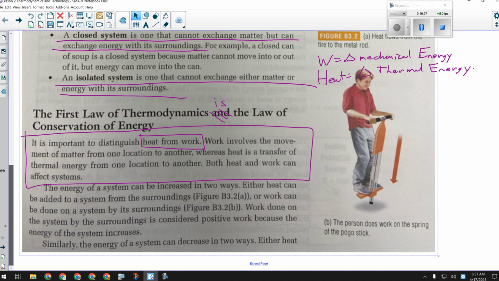Okay? Everybody all right with that? That's what makes that boundaries of a system part kind of tricky. Okay? The surroundings can be a lot of things.